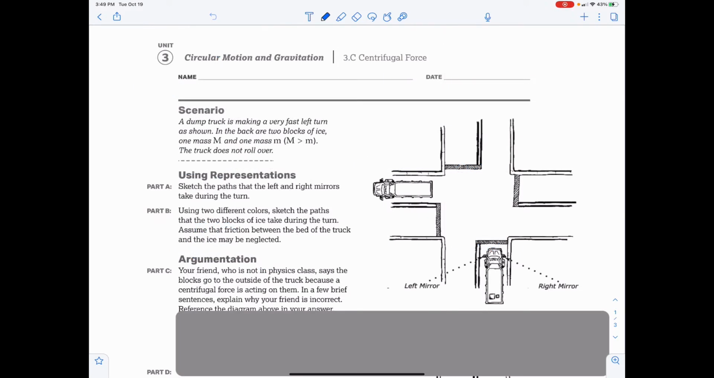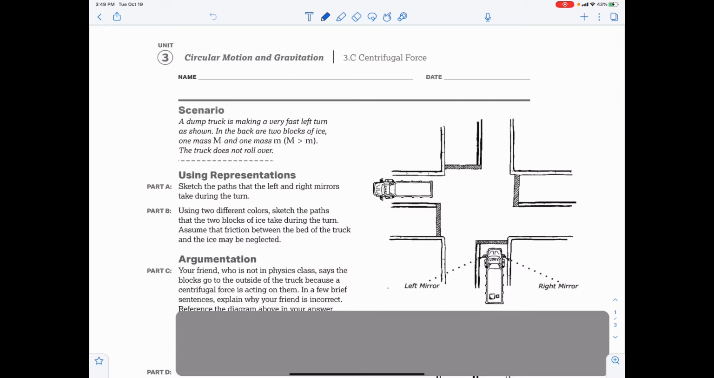AP Physics Workbook, Unit 3, Circular Motion and Gravitation. Activity C, Centrifugal Force. Read the scenario along with me. A dump truck is making a very fast left turn as shown. In the back are two blocks of ice, one big mass M and one little mass m, where big M is greater than little m. The truck does not roll over.